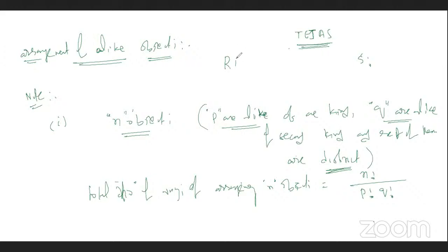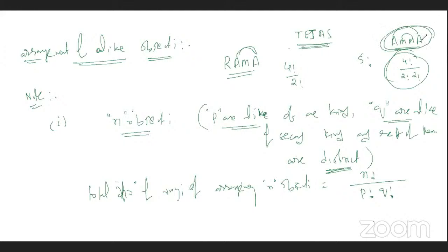Next. In how many ways can we arrange the letters of the word Rama? 4 factorial by 2 factorial. Very good, 4 factorial by 2 factorial because of 2 alike letters. In how many ways can we arrange the letters of the word Amma? 4 factorial by 2 factorial into 2 factorial. Why? 2 m's and 2 a's. Are you understanding? But in this process, what we are doing is arranging all the letters of the word.